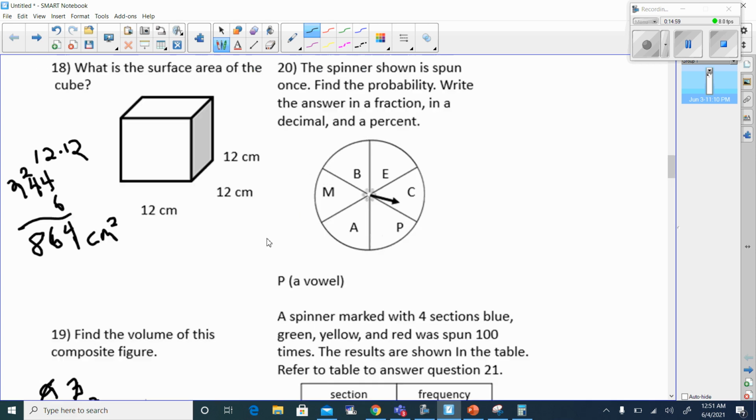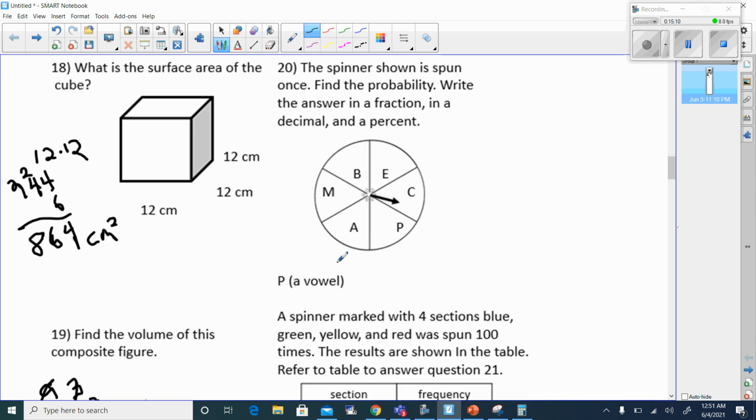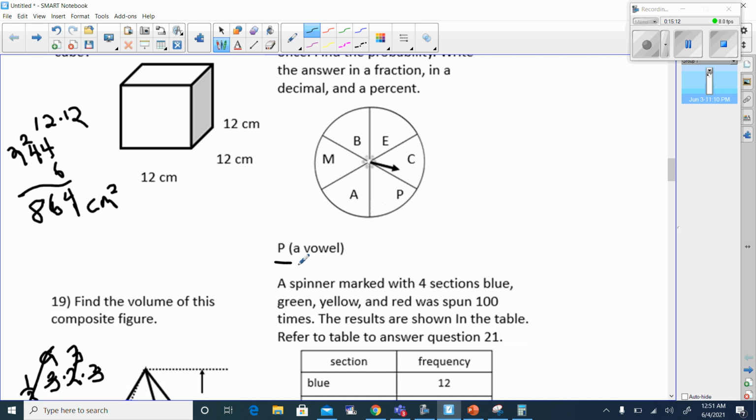Okay. Let's go to number 20. The spinner shown is spun once. Find the probability. Write the answer as a fraction and a decimal. The probability of a vowel. Well, there are two vowels out of 6 possible things to land on. That's going to be reduced to 1/3, right? Because both of these are divisible by 2. So my answer would be 1/3.